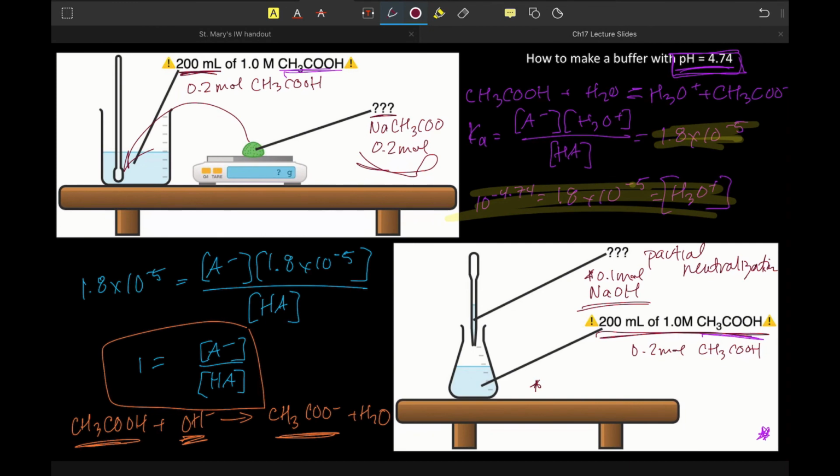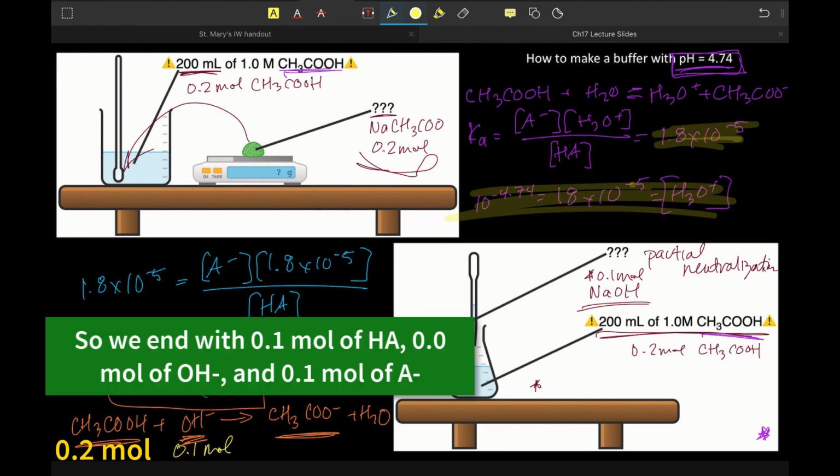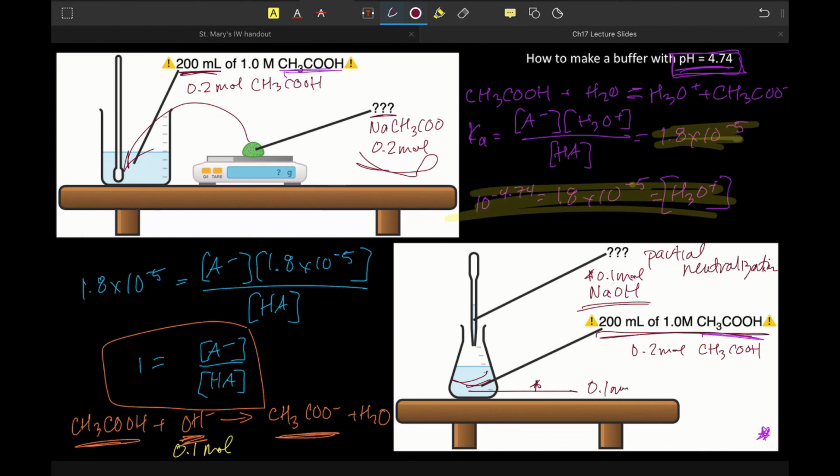Now if I look back at my math down here, if I were to add 0.1 moles of NaOH, how much acetic acid gets consumed? 0.1 moles. How much acetate ion gets produced? 0.1 moles, which means that in my final solution, when this is all done, it will contain 0.1 moles of HA and 0.1 moles of A minus. Because it's a partial neutralization and the hydroxide ion is limiting, no more hydroxide ion. Yes, does that make sense? That's what will be in the solution when we're done with our partial neutralization.